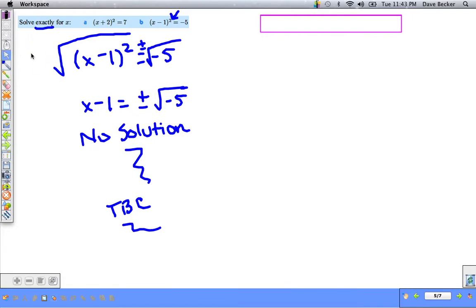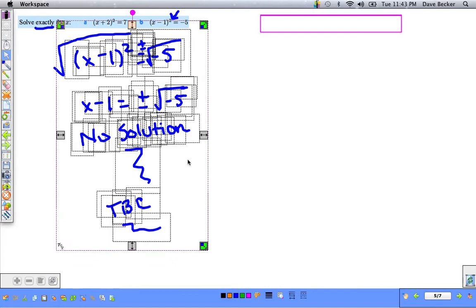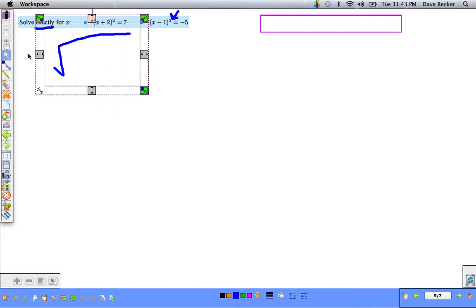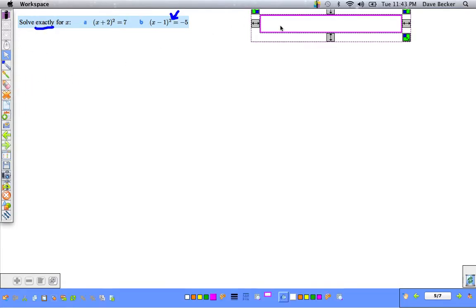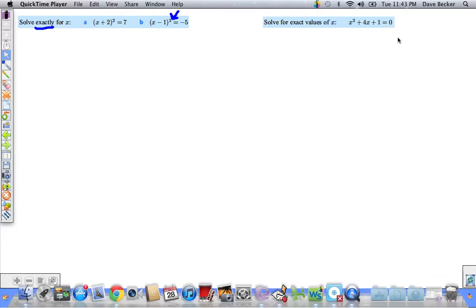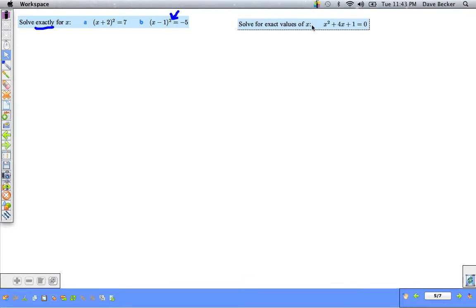Okay, so why did I go through all of those easy peasy things? Well, it's because I can use that to solve equations like these. Okay, so let's solve x squared plus 4x plus 1 equals 0.